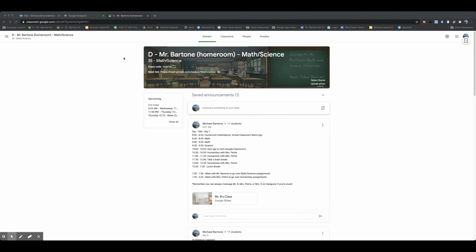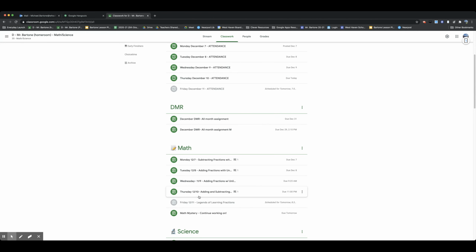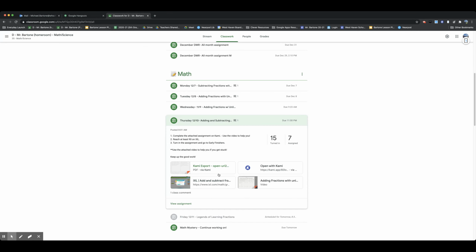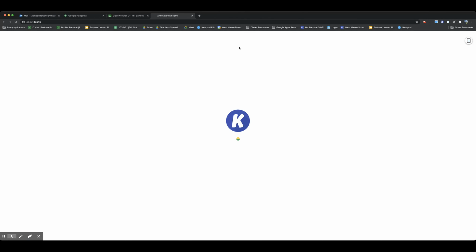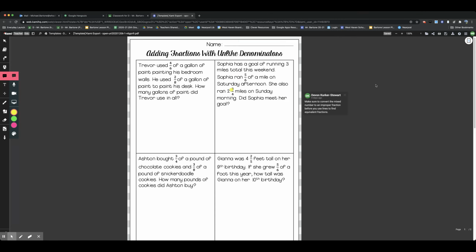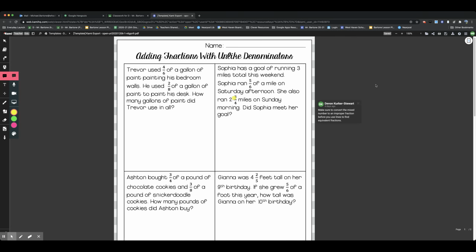So I'm just using my homeroom here as an example. Obviously, go to classwork. We're going to look under math first. Here's today's assignment. All right, so for you guys, you're going to click this open with Cami button. That takes you right into Cami. I'm going to click here so I can go to a teacher copy. And we'll go through the first couple together just to make sure that you know exactly what to do. All right, so I'll read through the problem here.